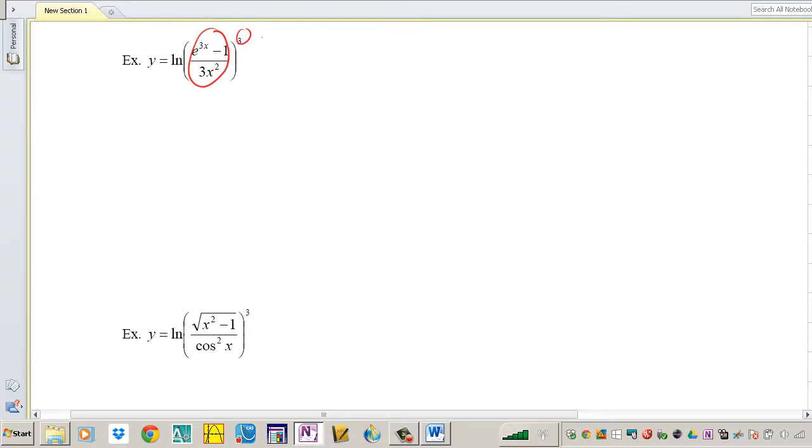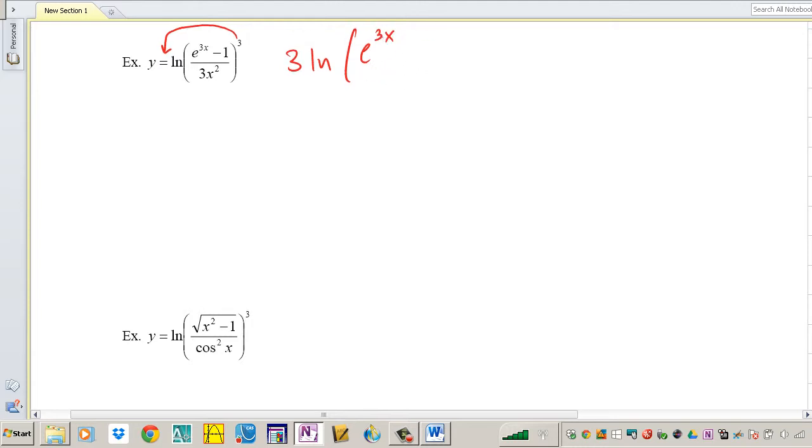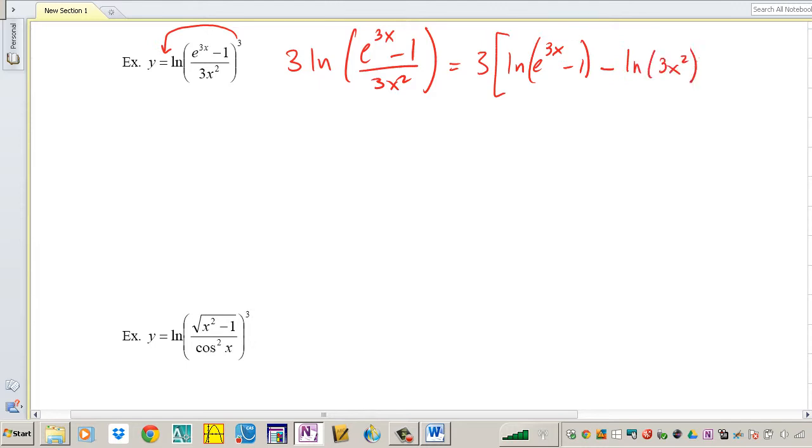We're going to use the properties of logarithmic functions. So let's do this. I got a power property. Bring it to the front. 3 ln e to the 3x minus 1 all over 3x squared. Now using the quotient property, if I have a quotient, I can write it as a difference. 3 bracket ln of the top minus 1 minus ln of 3x squared, which is the bottom, and that's it.